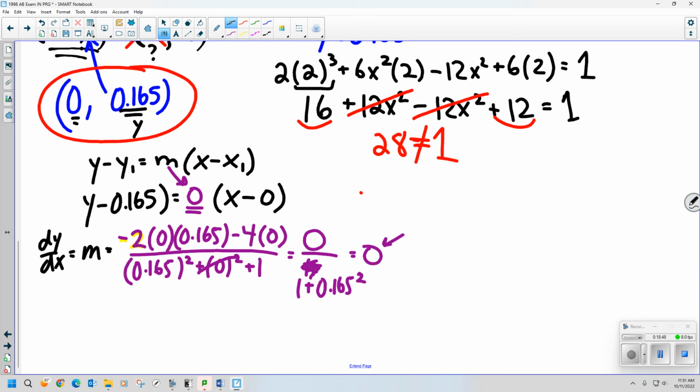Okay? So, let's just clean this up. Okay, so we got y minus 0.165 equals 0, because anything times 0 is 0. Add 0.165.